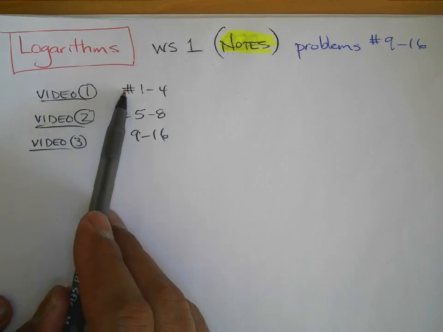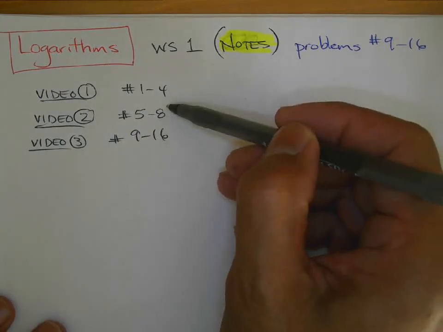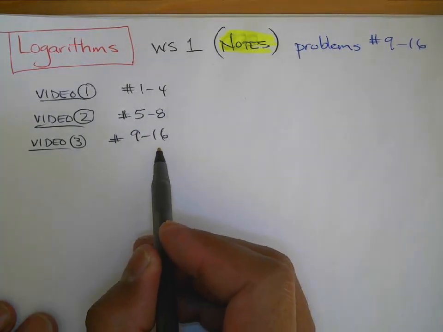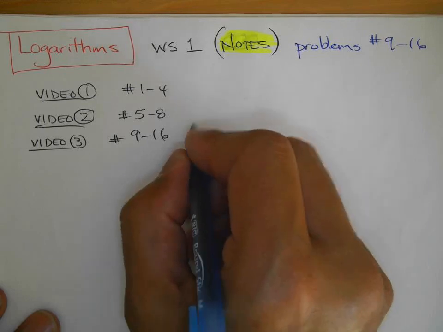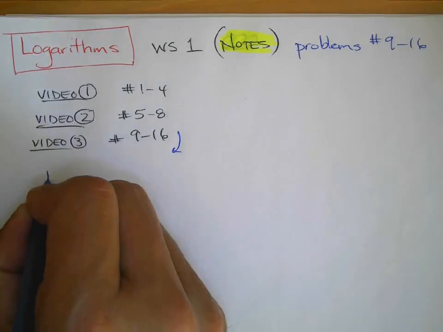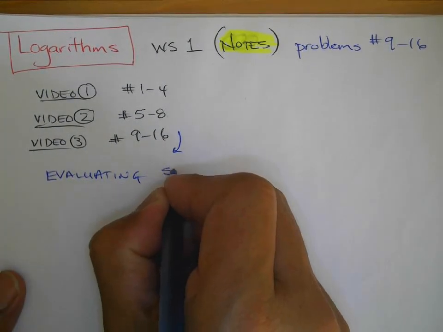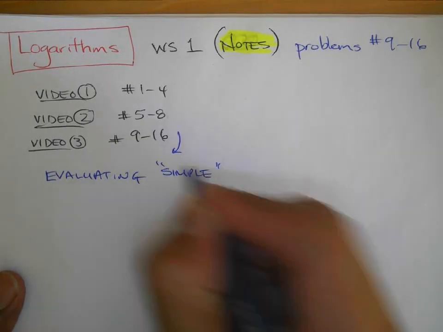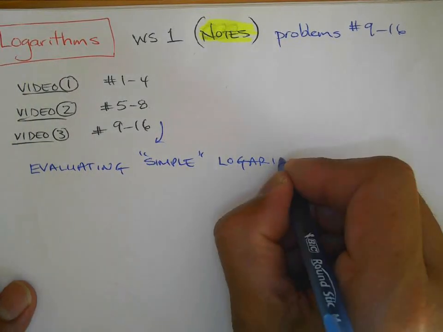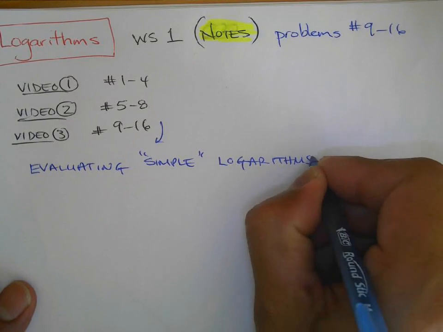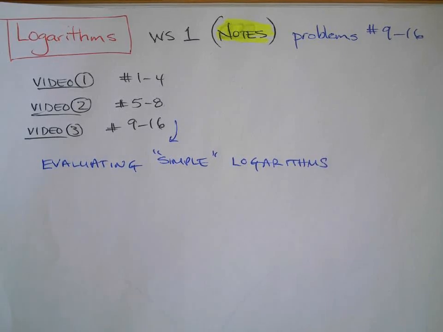Right here you went from exponential form to logarithm form. This one, you went from logarithm to exponential form. So these 2 kind of went together. This one's going to be different. This one's going to be evaluating simple logarithms. Simple, which means that there are some that are much more complicated, but we're not looking at those now.